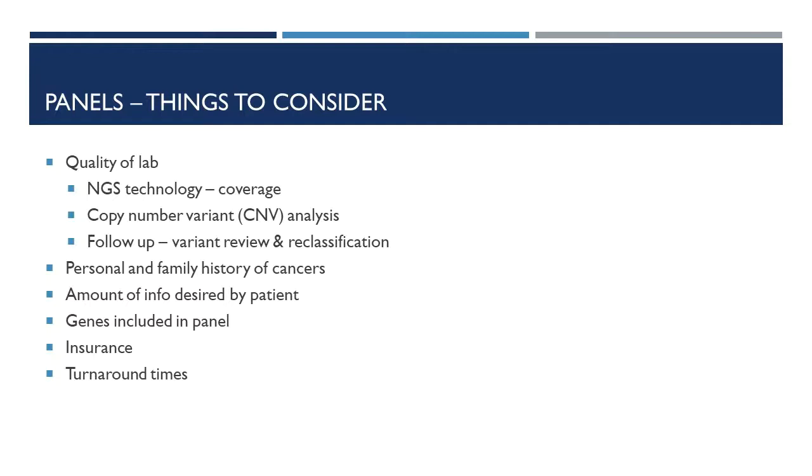Some panels include genes with limited preliminary evidence regarding disease association, which the patient or ordering clinician may or may not wish to include. Other factors to consider are insurance coverage, including laboratory benefits investigation process and self-pay options, and test turnaround time.